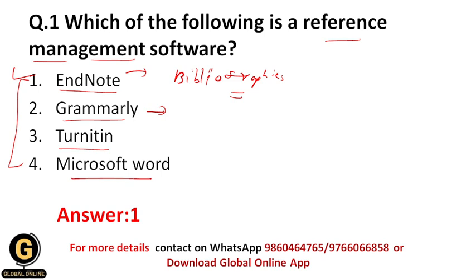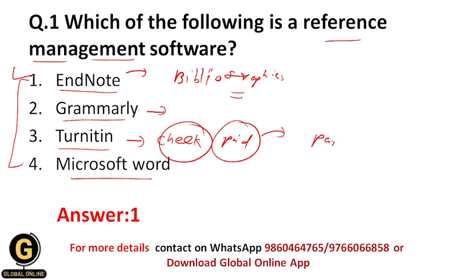Grammarly can be used to check your spelling, grammar and punctuation in the English language. Turnitin is a software which can be used to check the plagiarism in a research article, and it is a paid software. It can be used by most of the universities and institutions within the world, and Turnitin provides paid licenses to the universities and institutions, and they can use it worldwide.